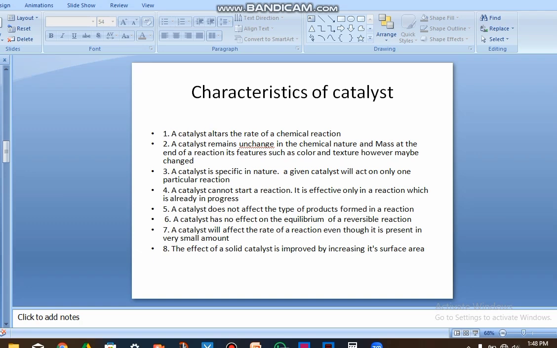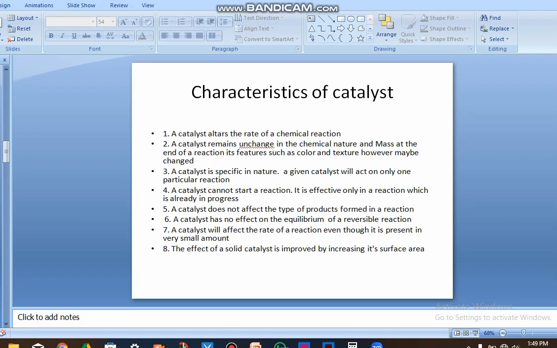A catalyst alters the rate of a chemical reaction. Number two, a catalyst remains unchanged. I've explained before. Then number three, a catalyst is specific in nature. A given catalyst will act on only one particular reaction.